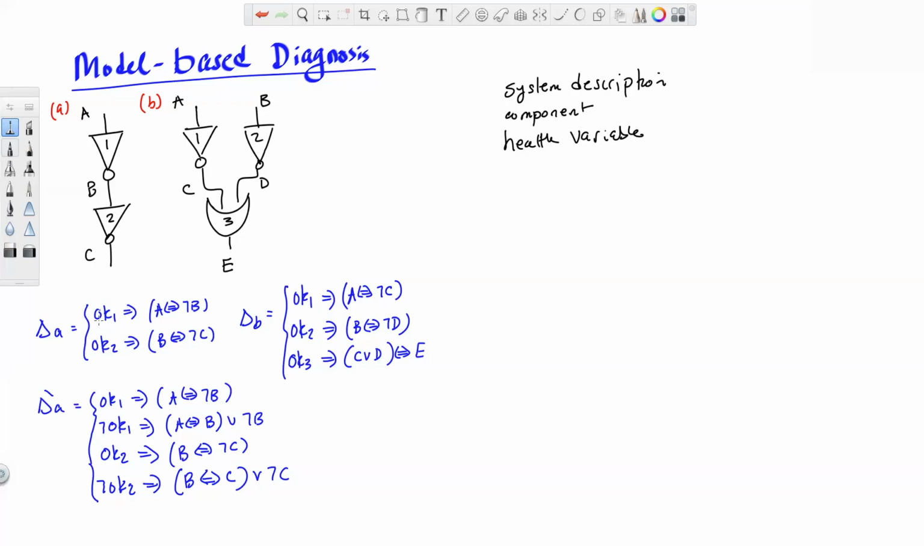It is saying the same thing that the first guy is saying, which are these two guys here, but it's adding more, saying, by the way, when component 1 is not OK, it's broken, what happens? This is saying it either acts as a buffer instead of an inverter, or the output will always be 0. It will be stuck at 0. And it's doing the same thing for here. When you have this, we will say that we have fault models.